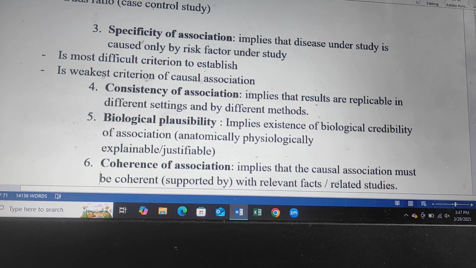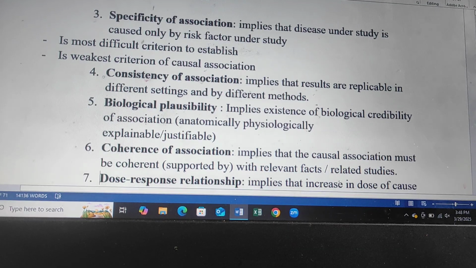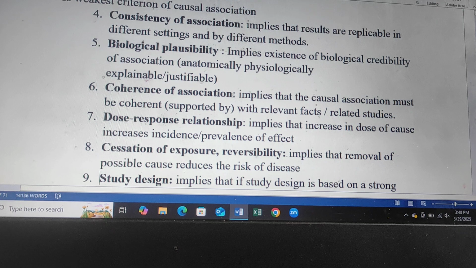Specificity of association implies that the disease under study is caused only by the risk factor under study. It is the most difficult criterion to establish and the weakest criterion of causal association. Consistency of association implies that results are replicable in different settings and by different methods. Biological plausibility implies the existence of biological credibility of the association.